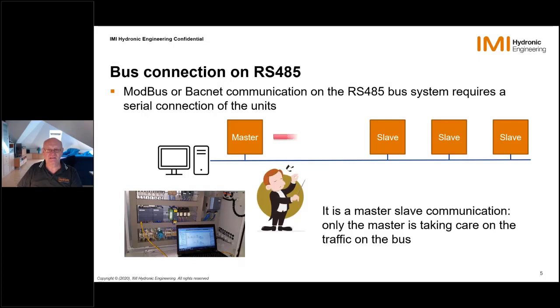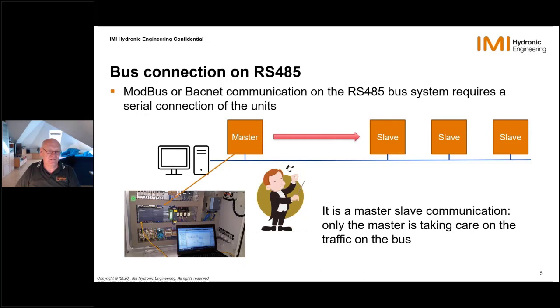And this master, like in music, is organizing what's happening on the bus. So at least he is taking care of the traffic on the bus. So the master is telling the slaves what should happen. That was explained by Rickard, and I will not go deeper there.